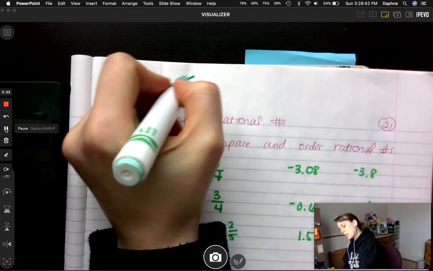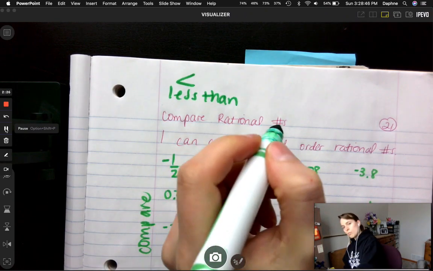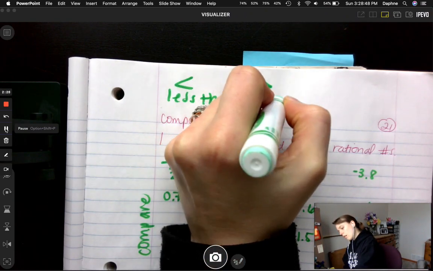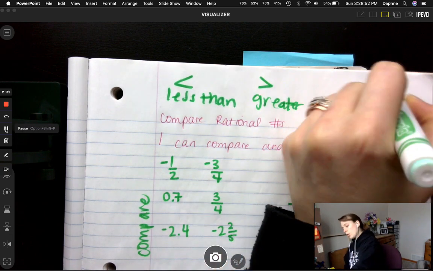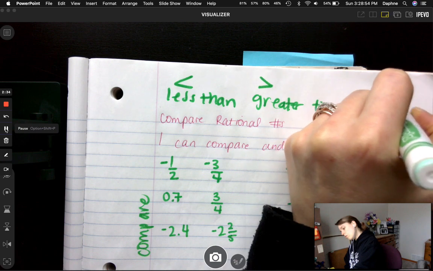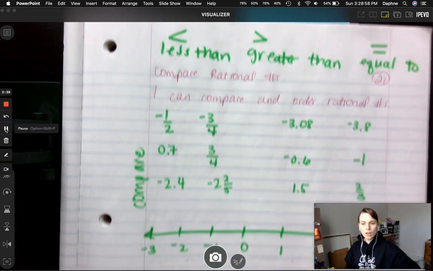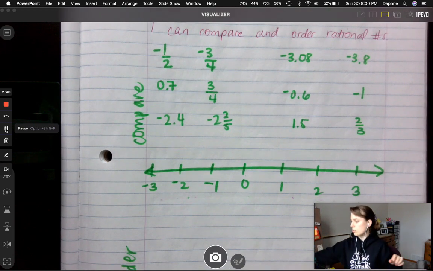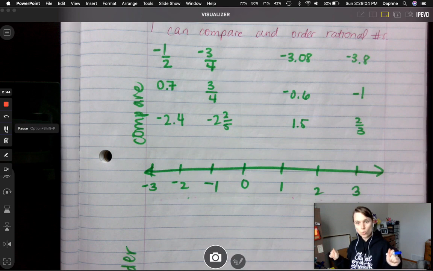So pause the video, see if you can figure out which symbol do you put in. Do you put the less than symbol? Do you put the greater than symbol, or do you put the equal to symbol? So pause the video, see if you can figure it out, then we'll come back and do it together. Okay, so you've tried, now let's see if you got it.